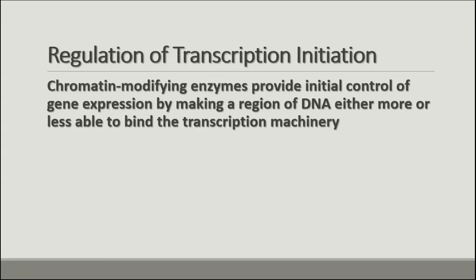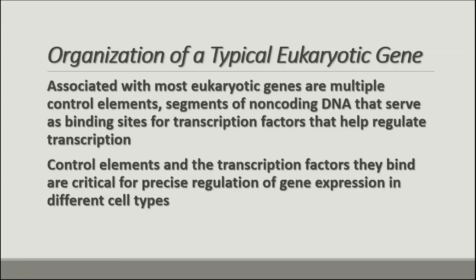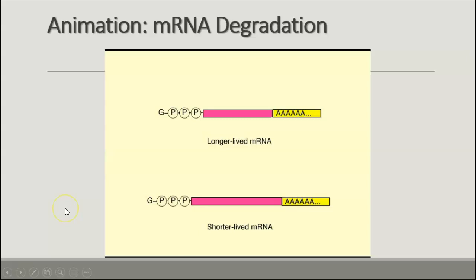Okay. There are also chromatin-modifying enzymes that can make regions of DNA either more or less able to bind the transcription machinery, and that's not necessarily just about histone modifications, the methylation or acetylation of the histone groups, but there are other things as well that can modify the enzymes. Most genes have multiple control elements. We used to say that a lot of the non-coding DNA was junk DNA, but we are learning nowadays that it's actually more involved in the regulation and control of gene expression. There are various control elements and transcription factors that have to bind in certain places in a certain sequence to regulate gene expression in different kinds of cells. That's kind of what we saw a little bit of with the stickleback activity.